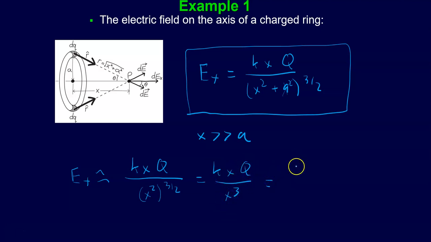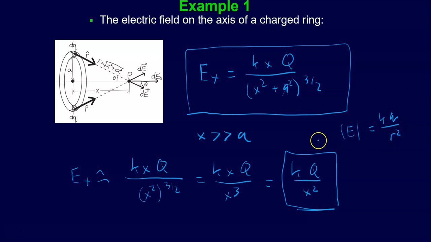Well, here the x's cancel, and I have kx over x squared. Now, it's not exactly the same letters and everything, but it's the same principle, right? So we would expect that really, really far away from this ring, you can't tell that it's a ring. You just know that it's a little tiny point. And so our electric field of a point charge is kq over r squared. Well, our total charge of the ring is q, and the total distance away would be that x. And so this is what we expect.